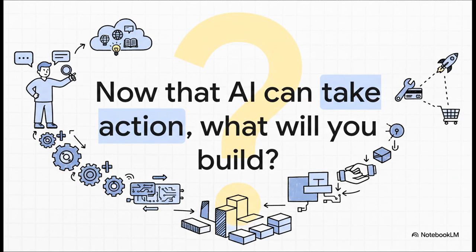So think about where we started. We had a simple chatbot that couldn't even remember our name. And now we have a smart assistant that can use tools, access knowledge, and actually interact with the digital world for us. We've basically given AI the ability to take action. So the only question left to ask is, what are you going to build?